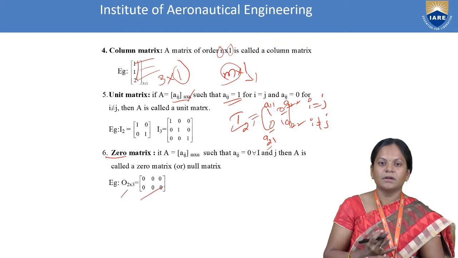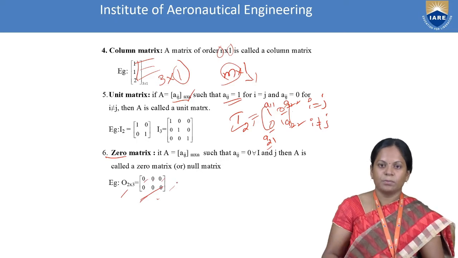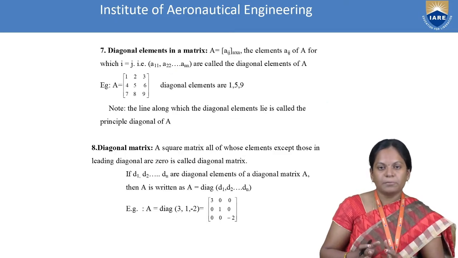2 by 3 is nothing but 2 rows and 3 columns. All the entries are here. We have zeros, which is nothing but a zero matrix. Next, diagonal elements in a matrix.